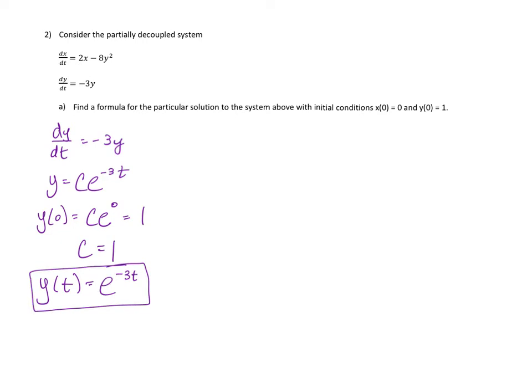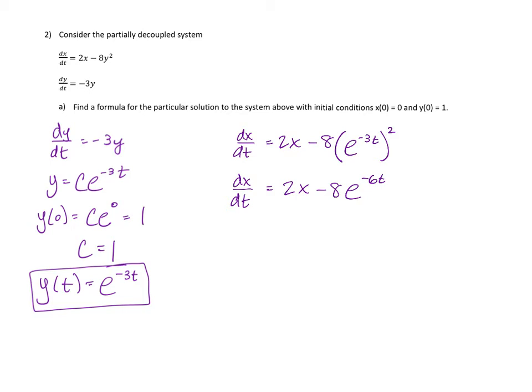Okay, and then we go to the dx dt equation and replace anywhere you see a y, we're going to replace it with this formula. So we have dx dt equals 2x minus 8 times y, which is e to the negative 3t squared. Okay, I'm going to simplify this a little bit. So I have dx dt equals 2x minus 8e to the negative 6t, right? When you raise a power to a power, you just multiply those exponents.